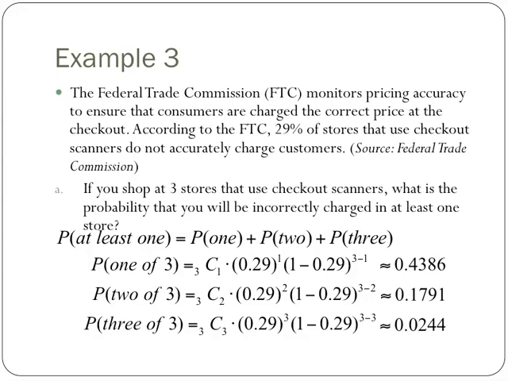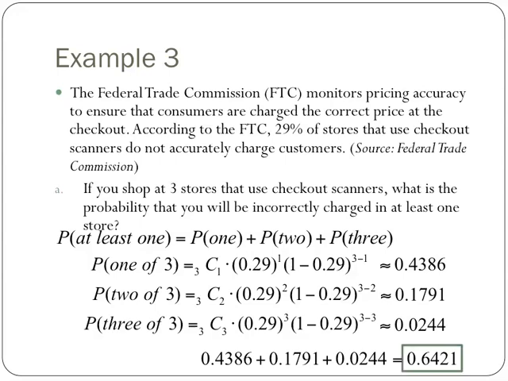And now that we've found all 3 of those probabilities, if we add them all together, that's going to be the probability that at least 1 of the stores will incorrectly charge you. So adding that all up, this ends up being 0.6421. So that means that if you shop at 3 stores, the probability that you are incorrectly charged in at least one of those stores is going to be a 64.21% chance.